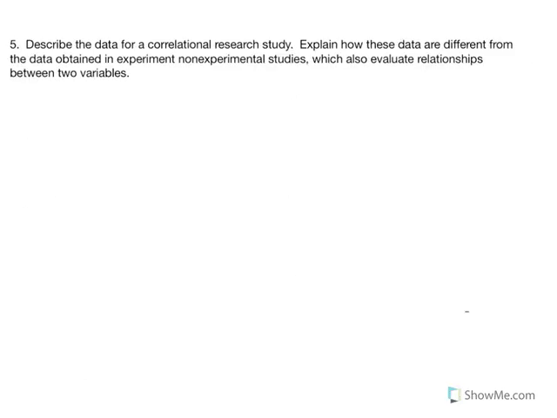Okay, so next question. Describe the data for a correlational research study. Explain how these data are different from the data obtained in non-experimental studies, which also evaluate the relationships between two variables. So correlational studies, a perfect example of correlation study would be the relationship between height and weight. Okay, so if we look at the two variables, height and weight.